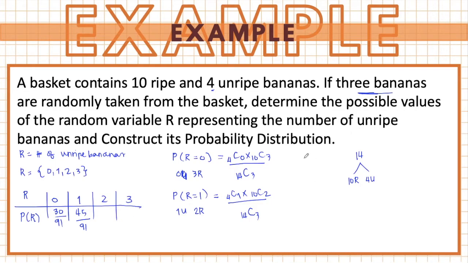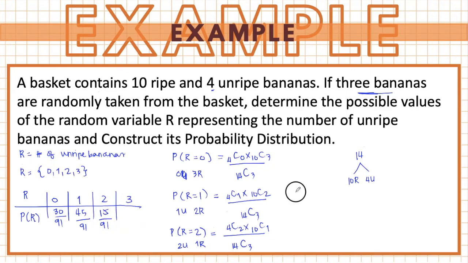Next, probability that R is equal to 2. So here, ang makukuhang unripe ay 2, and the rest are ripe. So that will be 1 ripe banana. So again, the number of all possible outcomes is 14, choose 3. And then, kukuha ng 2 sa unripe, so that's 4, choose 2, times kukuha ng isa sa ripe, so that's 10, choose 1. And this is 15 over 91.